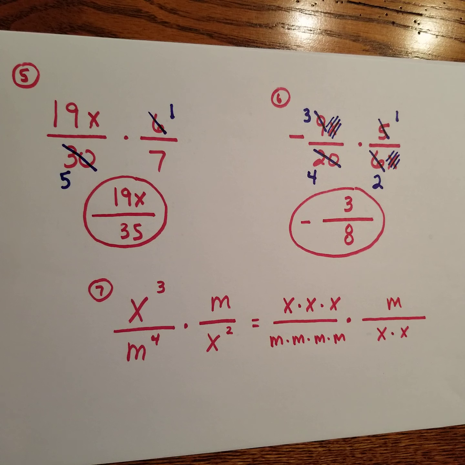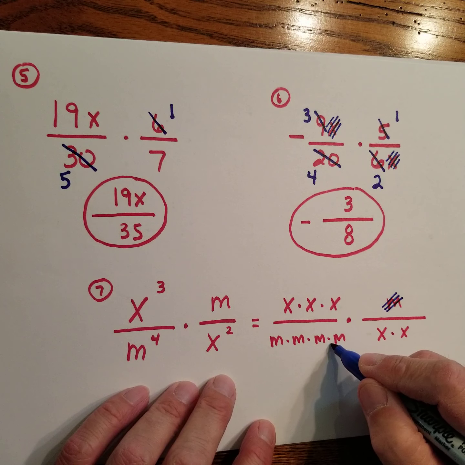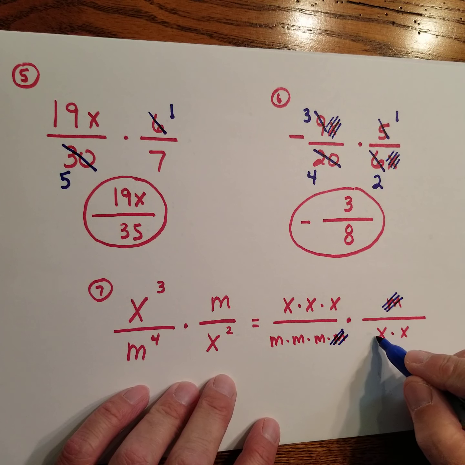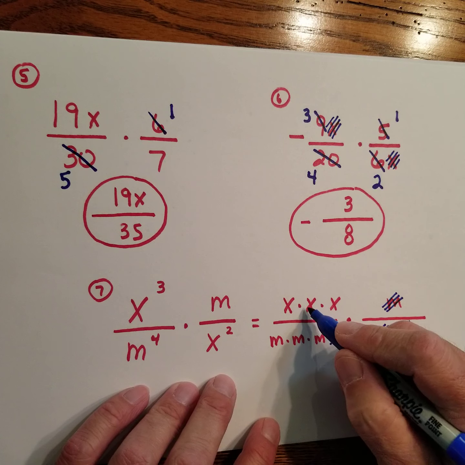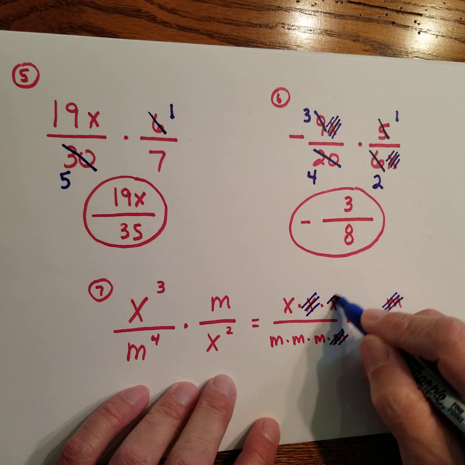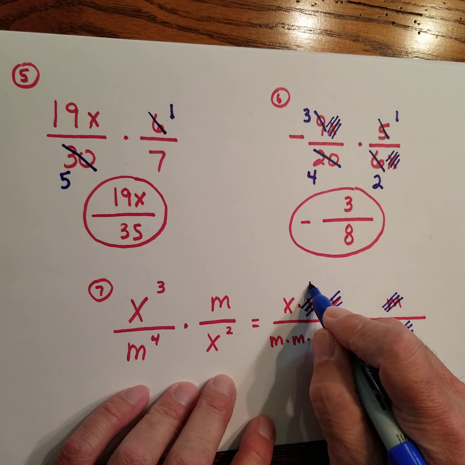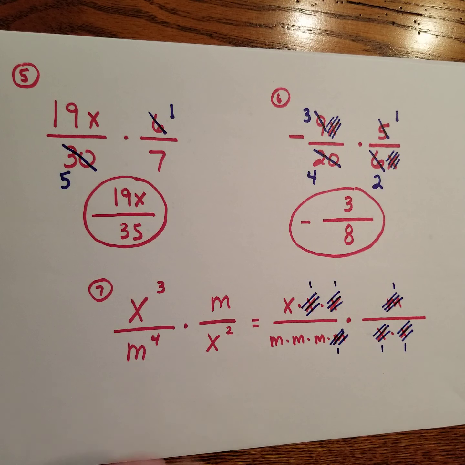Let's do some reducing. There's one m in the top that perfectly cancels one of the m's in the bottom. There are 2 x's in the bottom here that perfectly cancel 2 x's in the top here. Now technically, when these cancel away, they become 1s. You don't have to write the 1s, but we'll think about them being there.